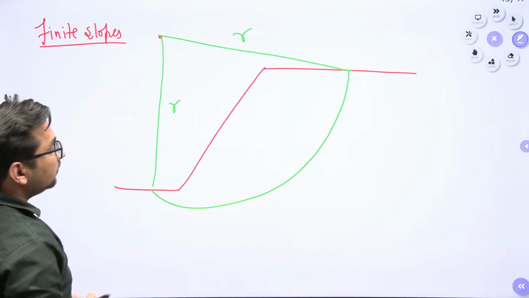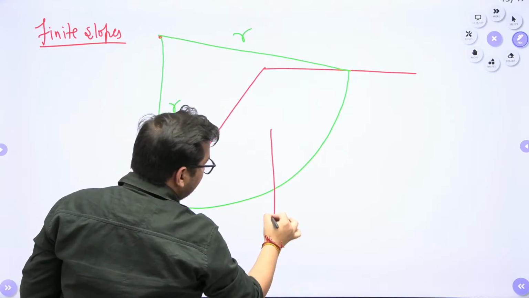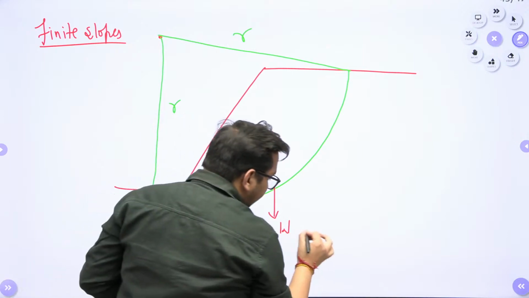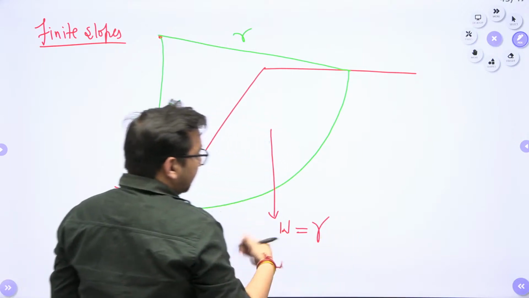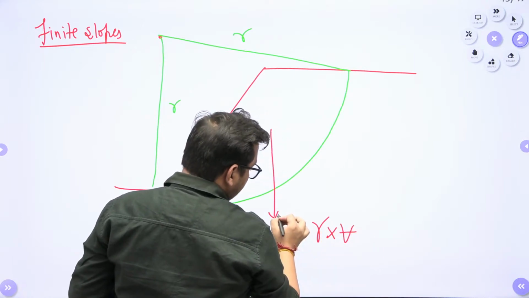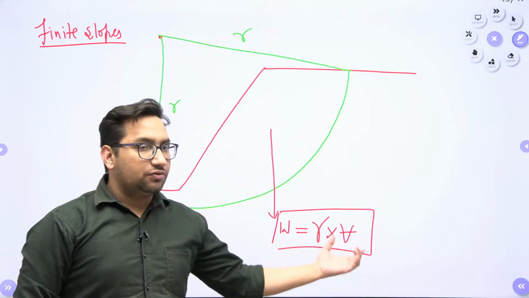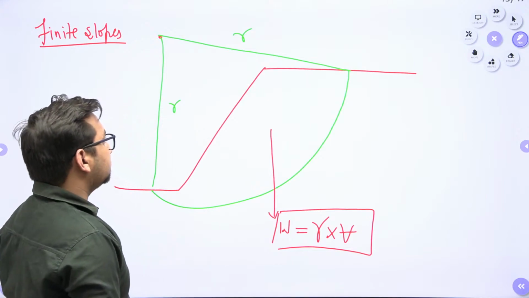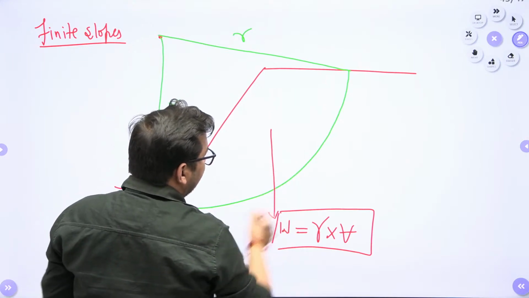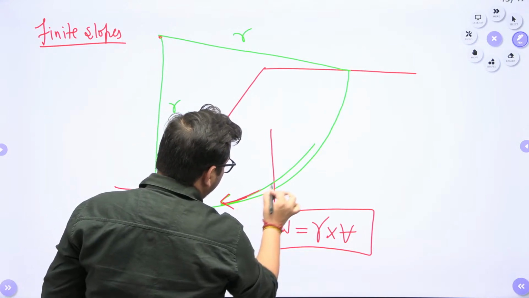Clear? Now try to understand this particular wedge of soil, if it is having a weight W. This weight either the examiner can give you, or the examiner can give you the unit weight of this soil. If you multiply this with volume, as we know that gamma is equal to weight by volume, we can say that weight is equal to gamma into volume. So from here also you can calculate. So there can be these two cases. Now this particular wedge will have a tendency to slide or fail in this particular direction.